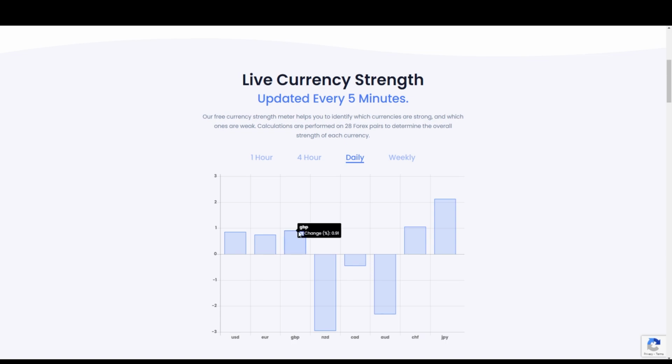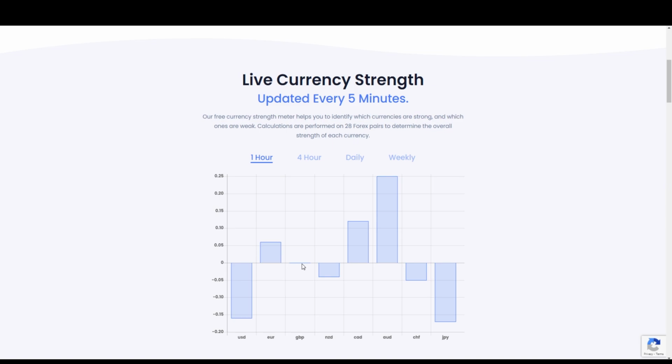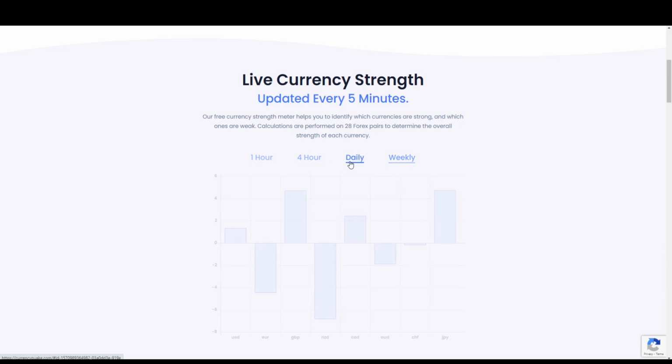Let's see the daily. As you can see, GBP remains strong, and pretty neutral at the moment this hour, but the 4 hours, as you can see, was quite strong as well. So you can kind of find a pattern.